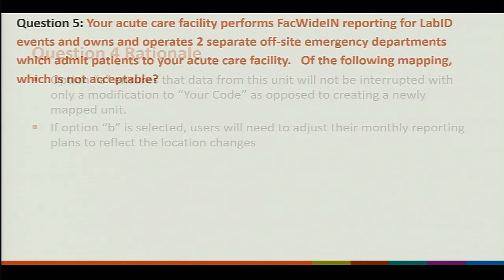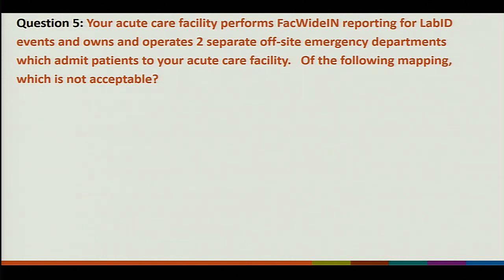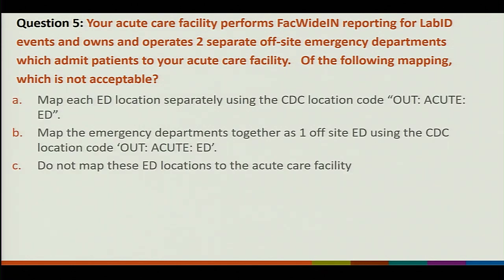All right, our last question, then we'll get out of here. Your acute care facility performs facility-wide inpatient reporting for lab ID events and owns and operates 2 separate off-site emergency departments which admit patients to your acute care facility. Of the following mapping, which is not acceptable? Option A is map each ED location separately using the CDC location code, OUT ACUTE ED. B, map the emergency departments together as one off-site ED using the CDC location code, OUT ACUTE ED. Or C, do not map these ED locations to the acute care facility.